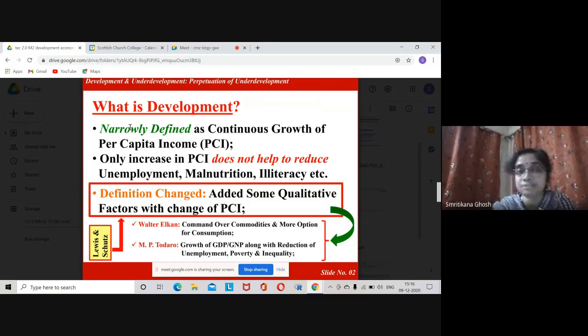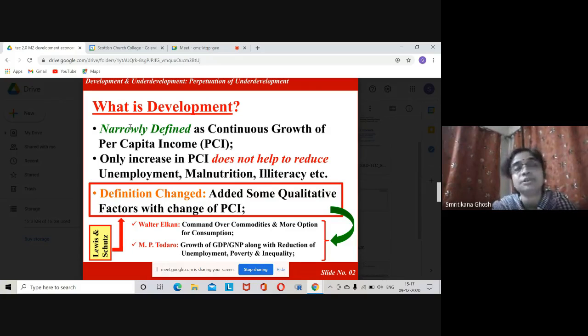But after some time, the economists said that no, this is not sufficient. You must include some qualitative variables of the economy along with per capita income. So, what are those qualitative variables? These are actually the socio-economic variables. For example, unemployment, illiteracy, malnutrition, problems of sanitation, and all this. Based on this new definition, many economists tried to explain economic development from a new perspective.